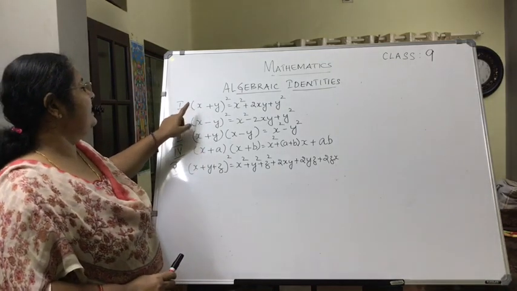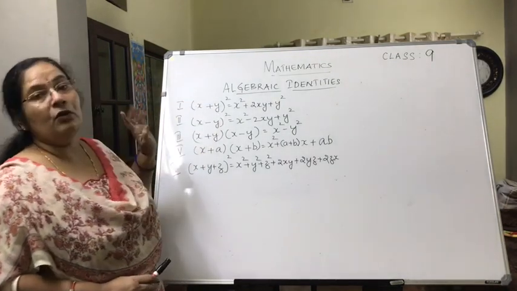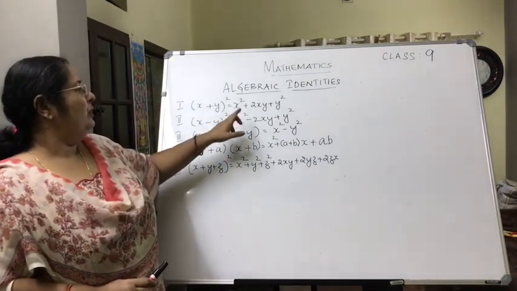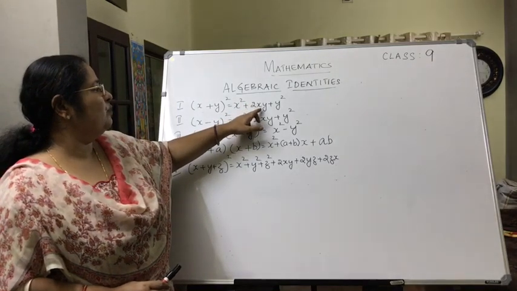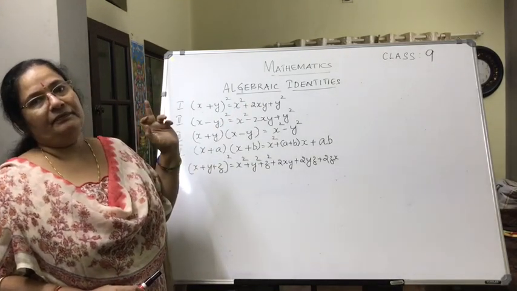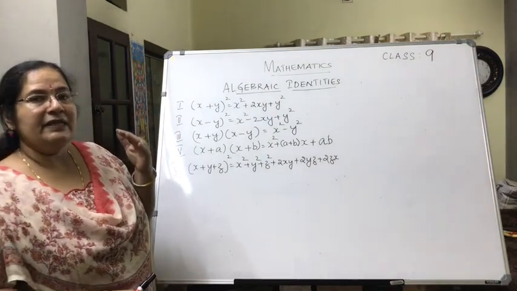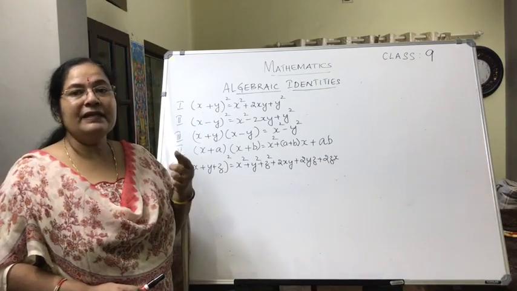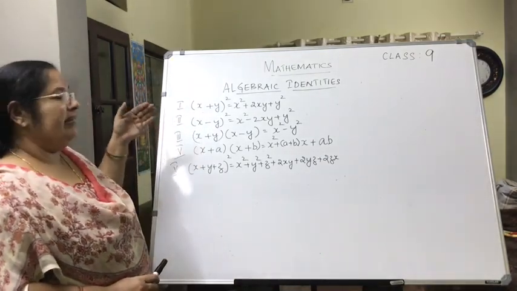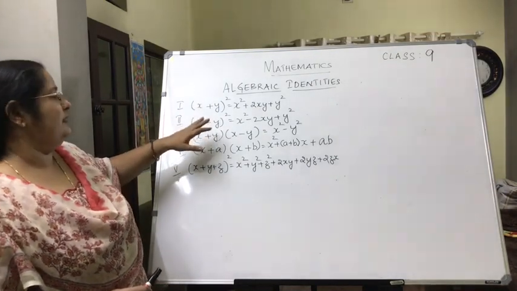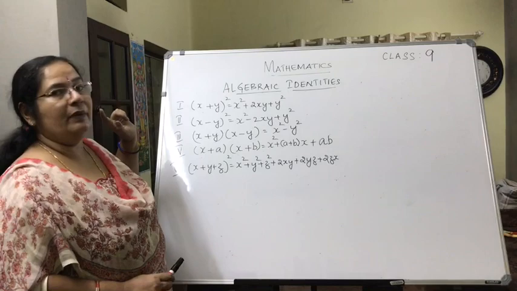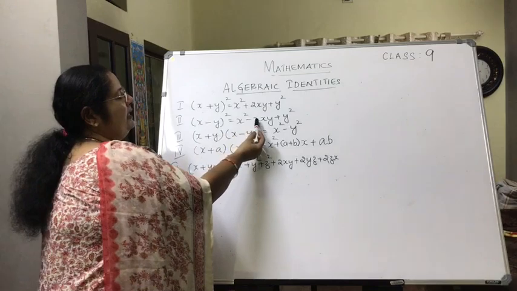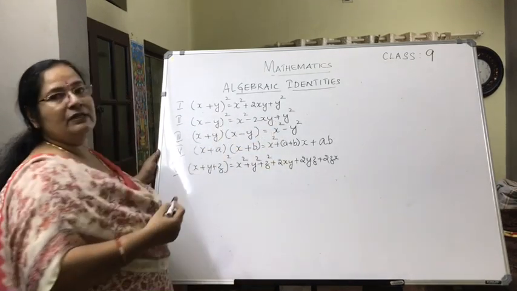The first identity is x plus y the whole square. X plus y the whole square is equal to x square plus 2xy plus y square. So what is the first identity? X plus y the whole square equals x square plus 2xy plus y square. Now the second identity is just the reverse of this, that is x minus y the whole square. X minus y the whole square equals x square minus 2xy plus y square.